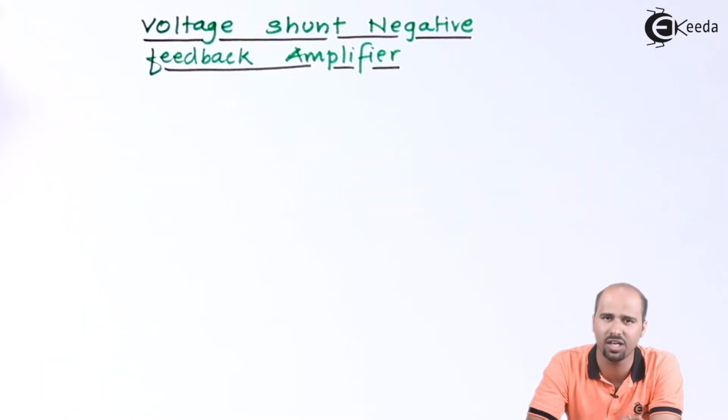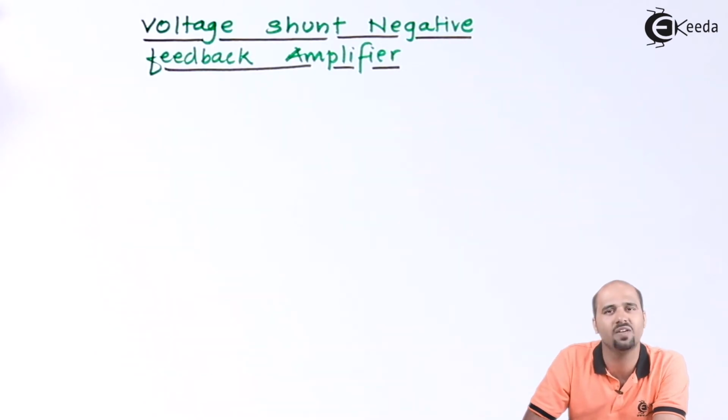Output divided by input is nothing but the gain, right? But output voltage divided by input current is nothing but the transresistance, right? Simply, I can say that I will be using the transresistance amplifier. So here we are going to draw the circuit fully on the basis of the transresistance amplifier to have the configuration of the voltage shunt negative feedback amplifier.